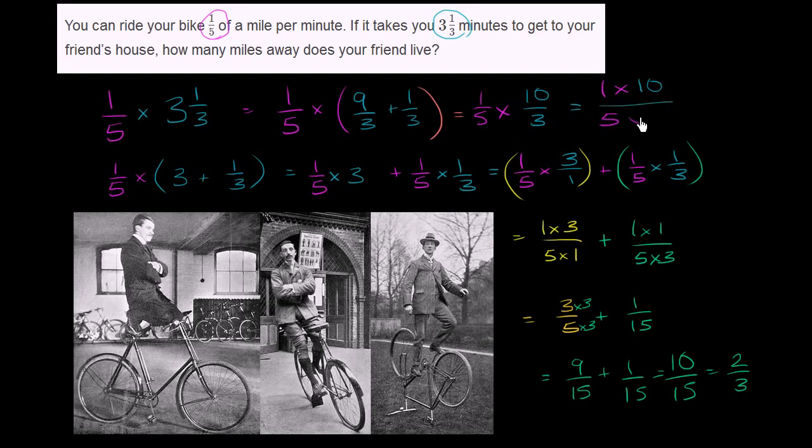Over 5 times 3, which is exactly equal to what we just got. 1 times 10 is equal to 10. 5 times 3 is 15. 10/15, we already established, is the same thing as 2/3. So your friend lives 2/3 of a mile away from you.